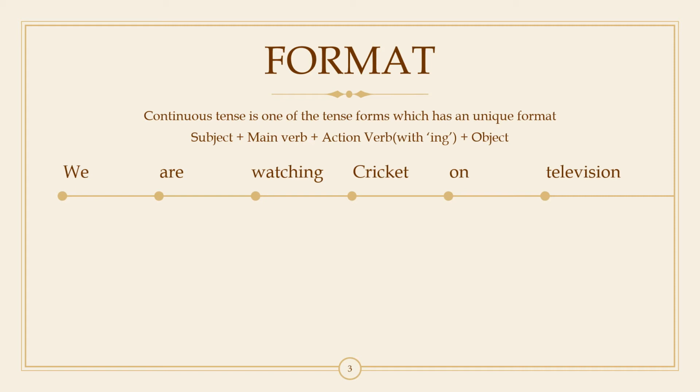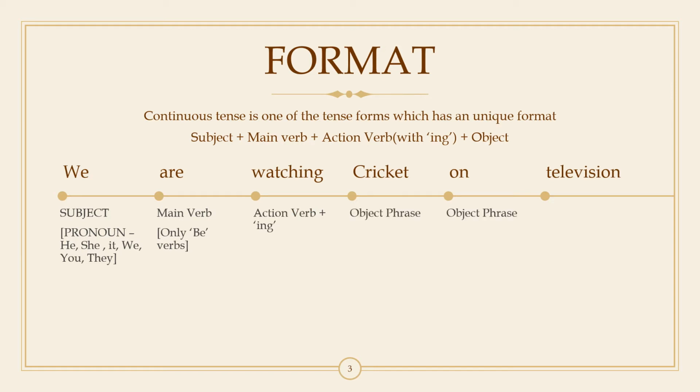So if the subject is covered, main verb is covered, and action verb is covered, what are we doing with the list of the three words? Cricket on television. These three are all objects, and cricket is a separate object phrase, on is a separate object phrase, and television is a separate object phrase. You could see why continuous tense is a very unique form.